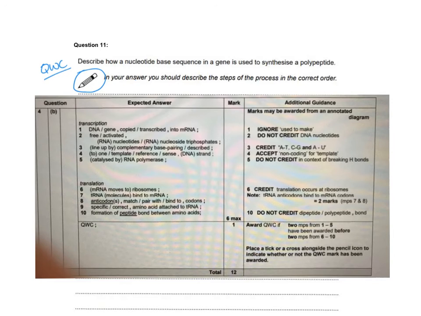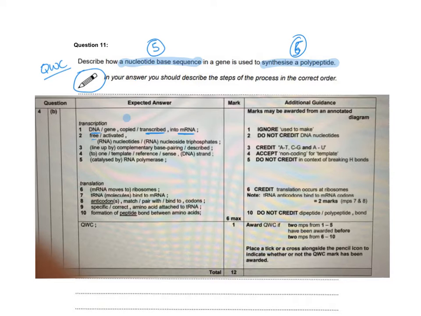So for this question, I think the mark scheme is absolutely fine to just have a look at. So you've got marking points 1, 2, 3, 4, 5 for transcription, then 5 for translation. If you are talking about how a nucleotide base sequence makes a polypeptide, you need to mention both of those. So you've got some guidance there. So you've got 5 marks for this and 5 marks for this. Oh, sorry, 5. So transcription, not many people mention point number 1, that just DNA is transcribed into mRNA, and then tell me how it's done.